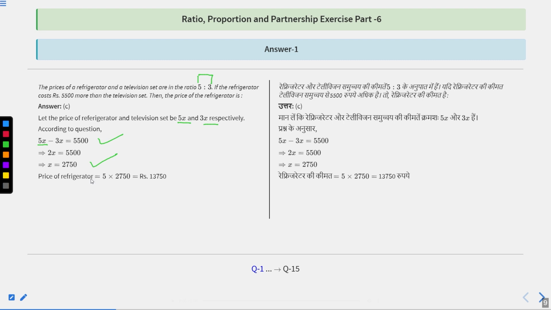What is the price of the refrigerator? We know that the price of the refrigerator is 5x. So we multiply 5 into x, which is 2,750. It becomes 13,750. So C is the correct answer.